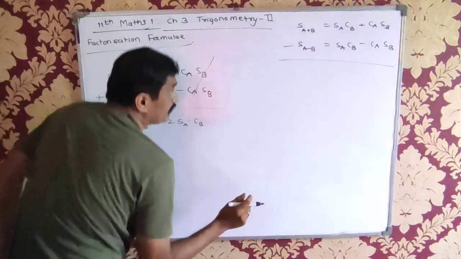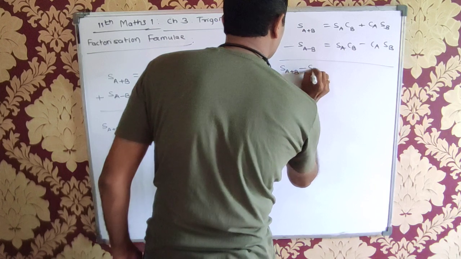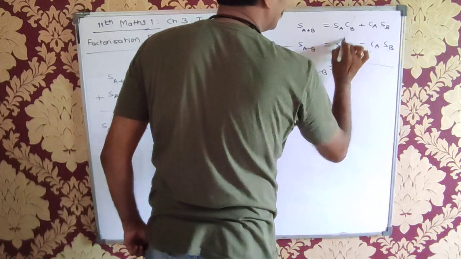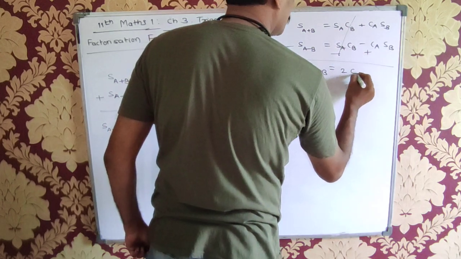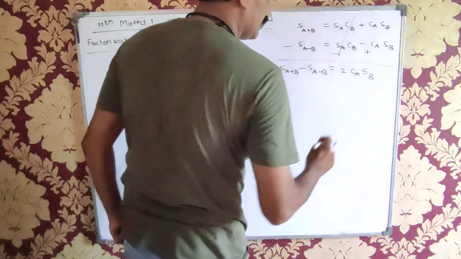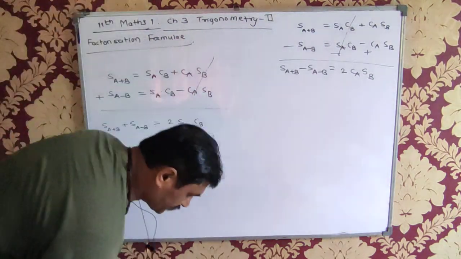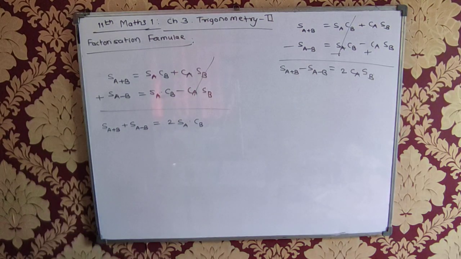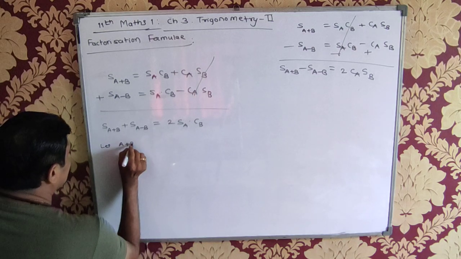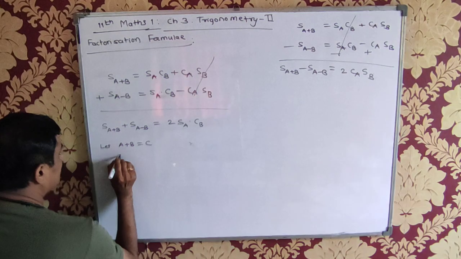And if I subtract them, what is this going to give me? Sine of a plus b minus sine of a minus b is equal to, when I subtract, this will become plus and this gets cancelled. This will become 2 times cos a sine b. Is this okay? Yes. Now I will be making some simple substitution. Let a plus b is equal to c and a minus b is equal to d.